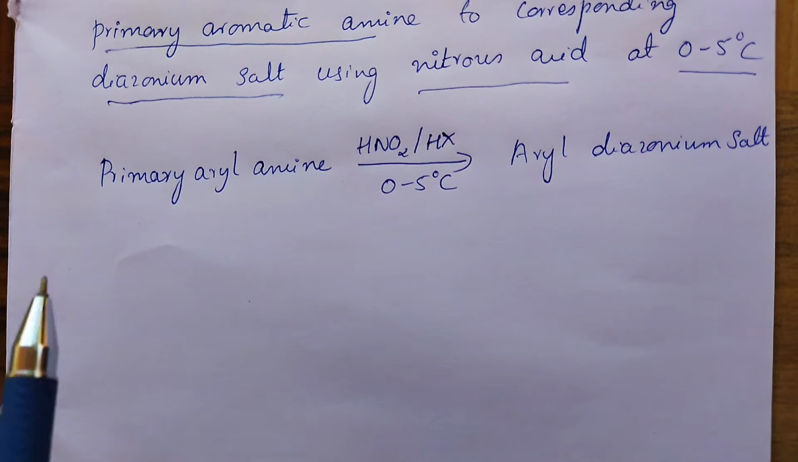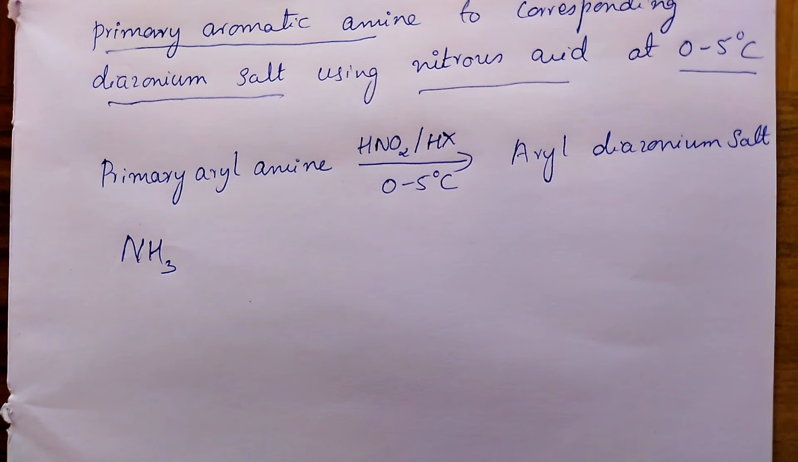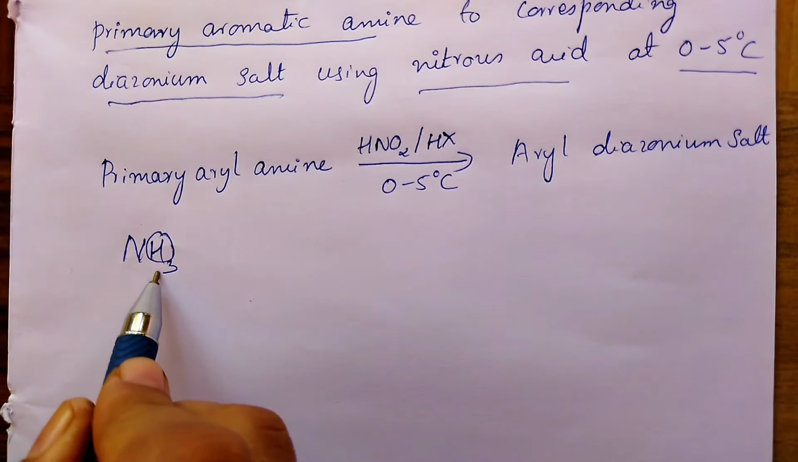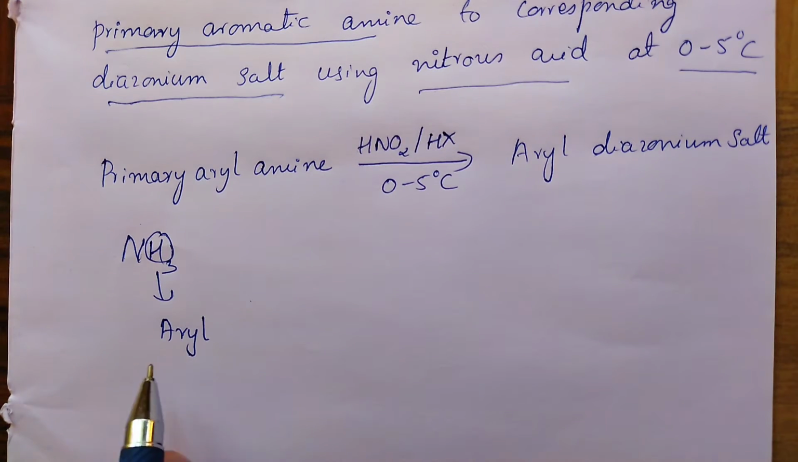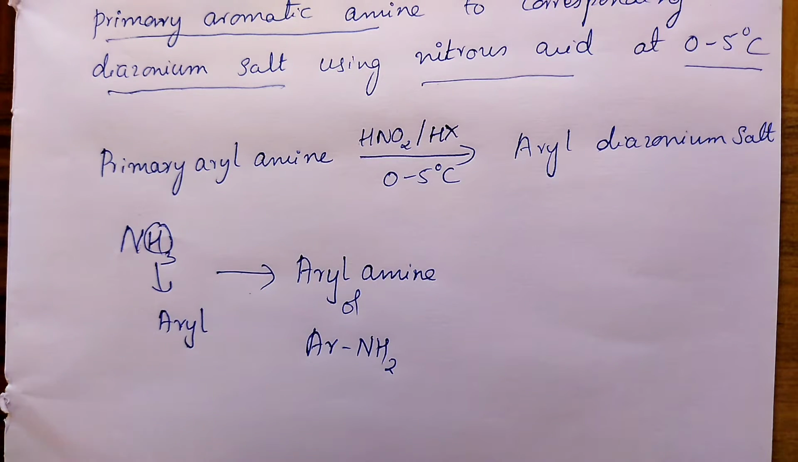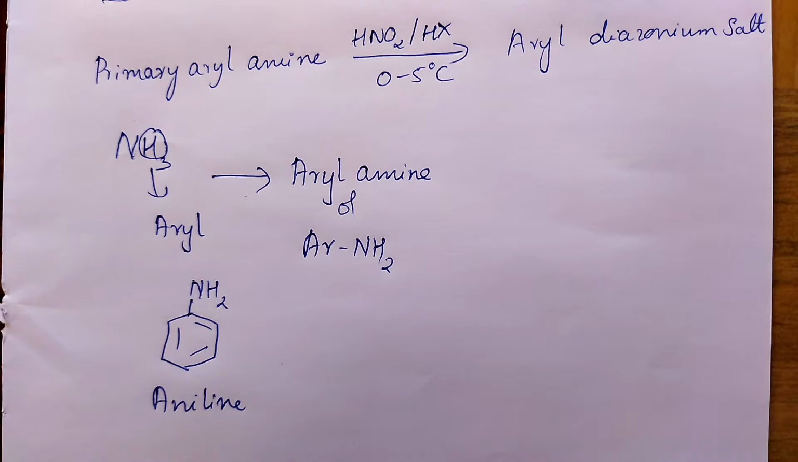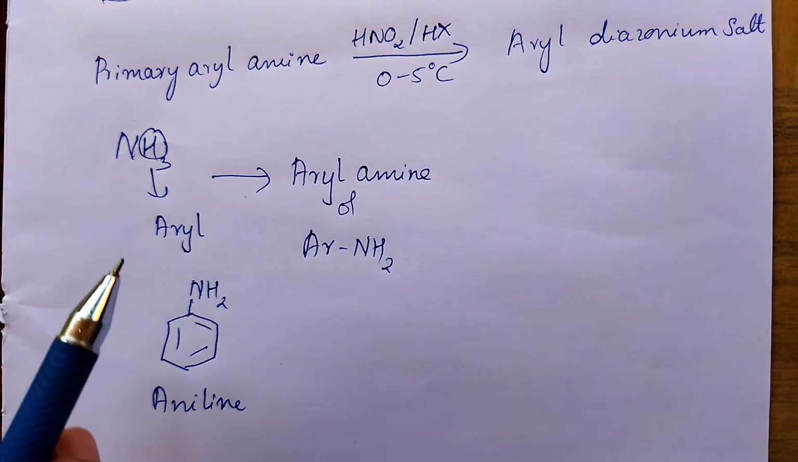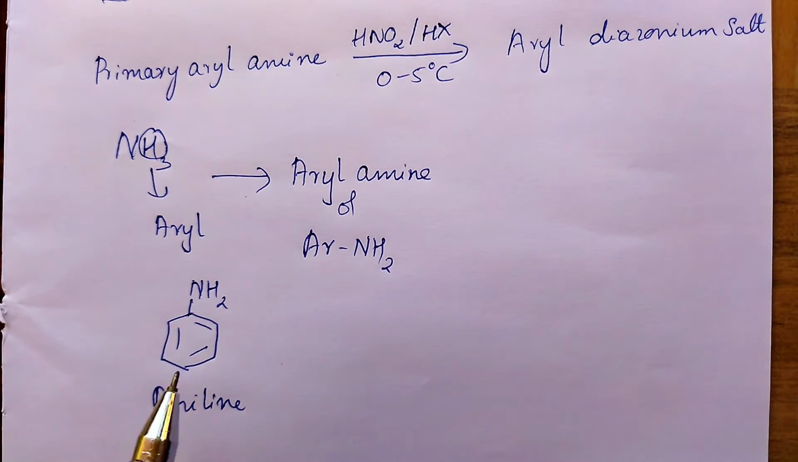Now let me tell you a little bit about primary aryl amine. We all know that NH3 is ammonia. When you replace one of its hydrogens with an aryl group or an aromatic ring, you will be getting a primary aryl amine, which is of this form. See students, aniline is an example of a simple primary aryl amine. Here, one of the hydrogens of ammonia is replaced by a benzene ring. So that is about primary aryl amine.